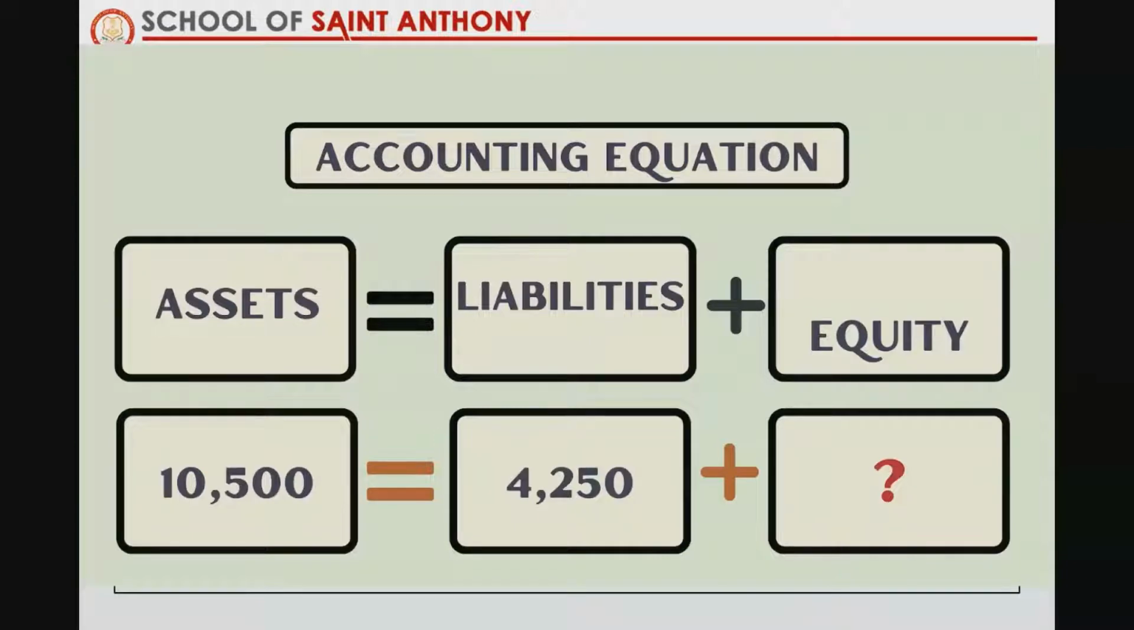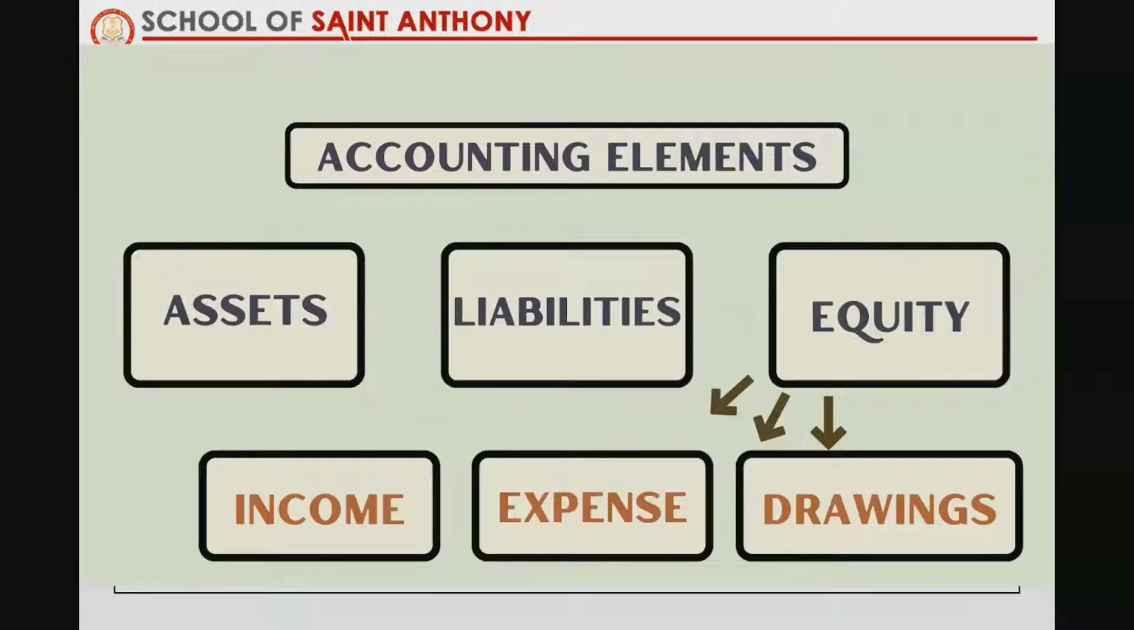Next, what if our total asset is 10,500 and the total liabilities is 4,250? How much is the equity? The equity is 6,250. Again, total assets must be equals to total liabilities plus equity. If we're good with the accounting equation, let us now proceed to the next topic, which is the accounting elements.